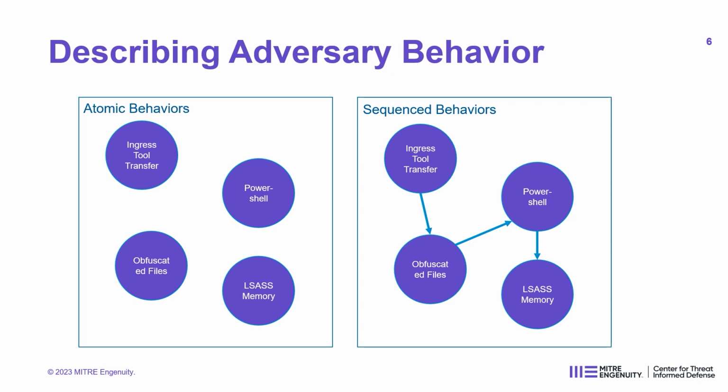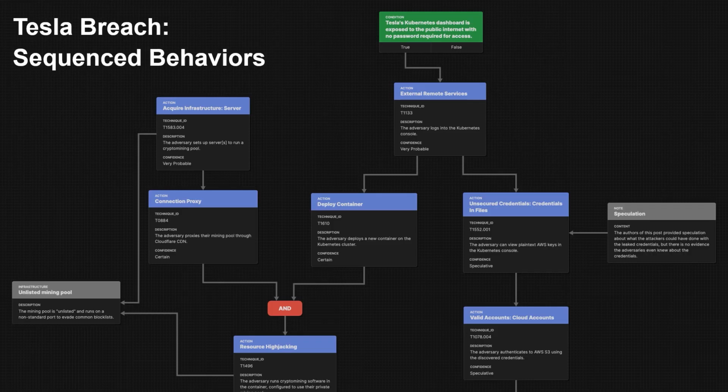But when it comes to understanding the sequence of behaviors, when we're reading that report, we really need to rearrange all the facts in the report in order to put them into the correct sequence. So here's an example of what this same breach might look like if instead of looking at the behaviors in isolation, we looked at it as an attack flow.